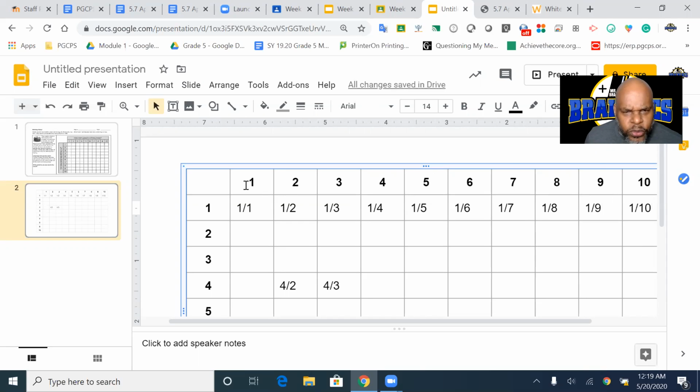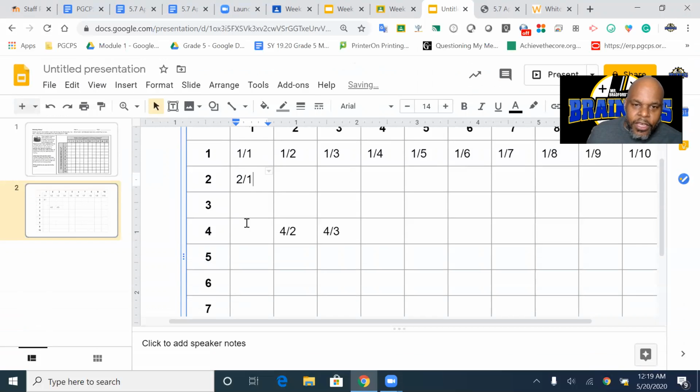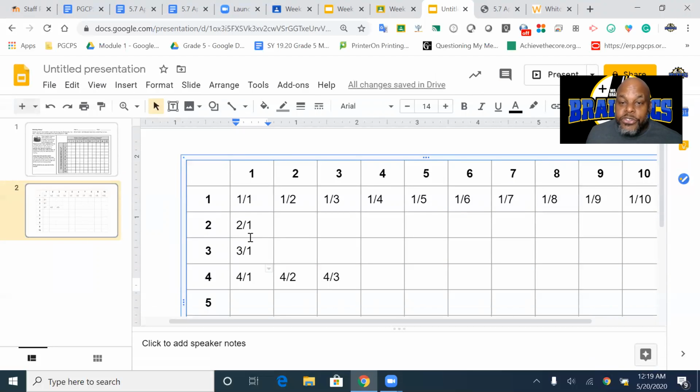What does this column suggest? This is the number of people. This is the number of candy bars. So if you bought 2 candy bars but only had 1 person, then that would be 2 divided by 1. If you bought 3 candy bars and only 1 person, that would be 3 divided by 1. This would be, can you guess it? 4 divided by 1. Awesome. So you see the pattern.